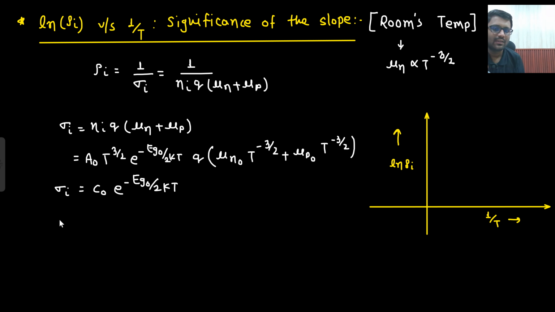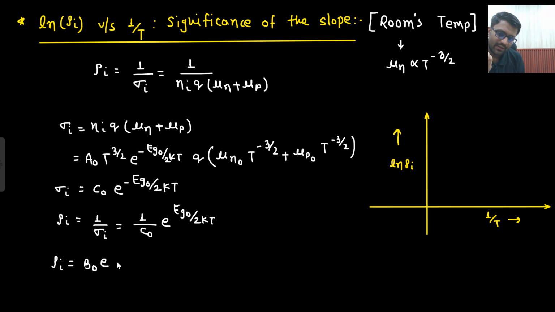What will be your rho I? Rho I will be 1 by sigma I, that would be 1 by c naught, and if you take the reciprocal of e to the power minus x, that would be e to the power x. So 1 by c naught e to the power Eg naught by 2kT. What is 1 by c naught? Again a constant. So rho I is some constant, since a naught and c naught are already used, let's write down the constant as b naught.